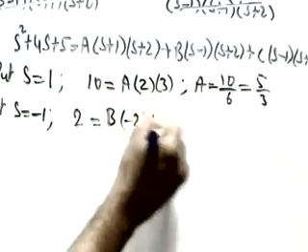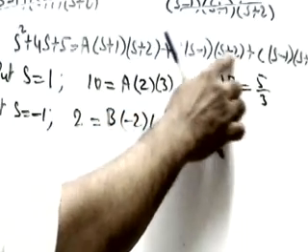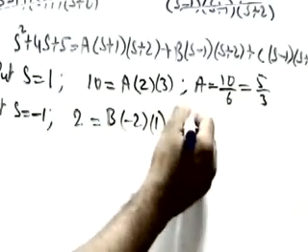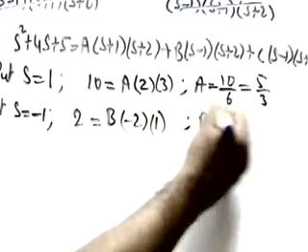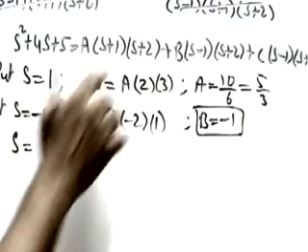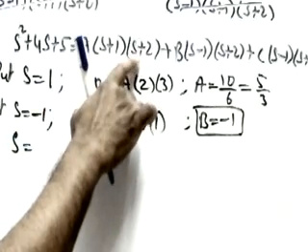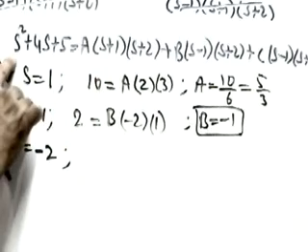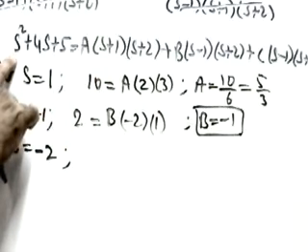You come here. B into minus 1 minus 1 minus 2. 2 minus 1 is 1. So 2 ones are 2, so b is minus here. So you get the value of b as minus 1. Now lastly, put s equals, make this 0. What should we keep? Keep in the place of s minus 2. So put s equals minus 2.